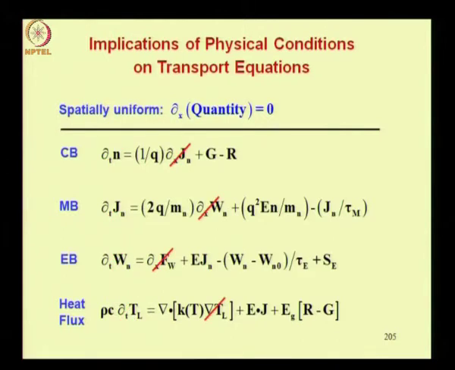Let us take another important situation, spatially uniform conditions. In this case the spatial derivative of quantities go to 0. For example, in carrier balance equation dou Jn by dou x is 0, in momentum balance equation dou Wn by dou x is 0, in energy balance equation the dou by dou x of Fw is 0. In fact, this is the reason why in many situations you do not really need information about Fw, because they are spatially uniform. And finally, in the heat flux also the gradient of the lattice temperature is 0.